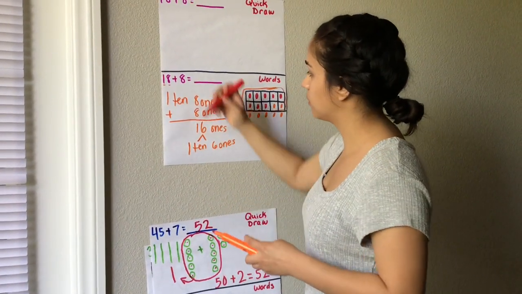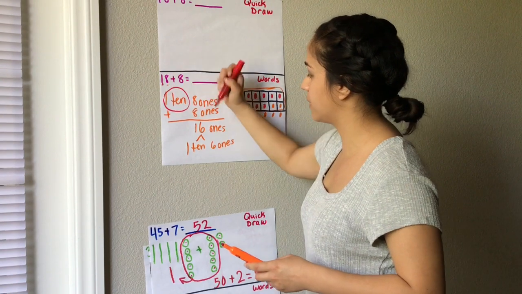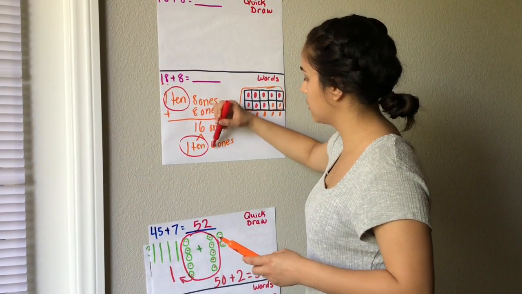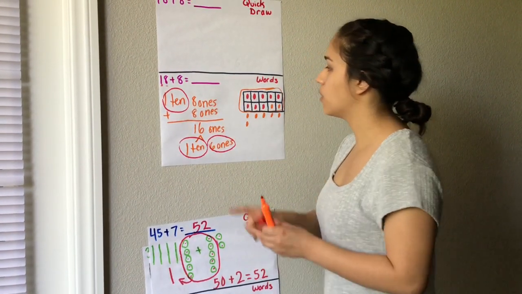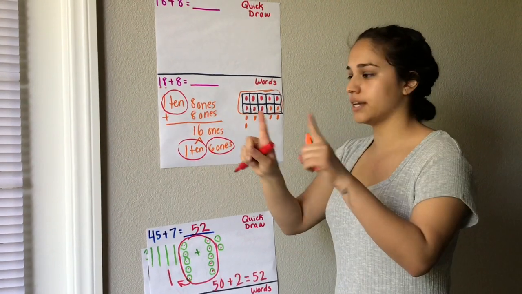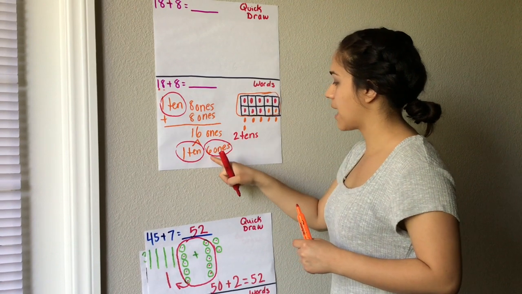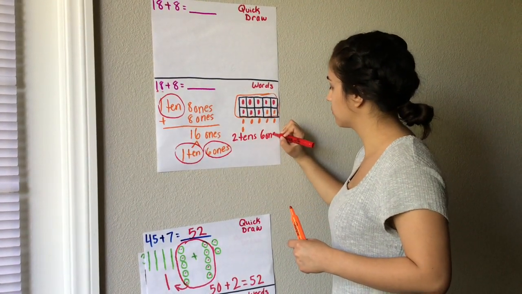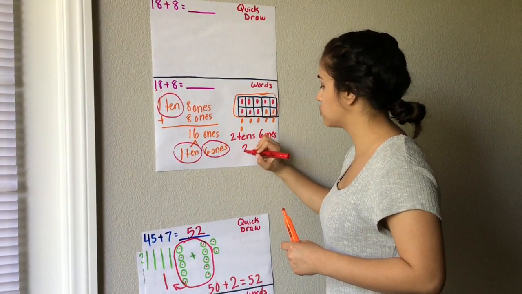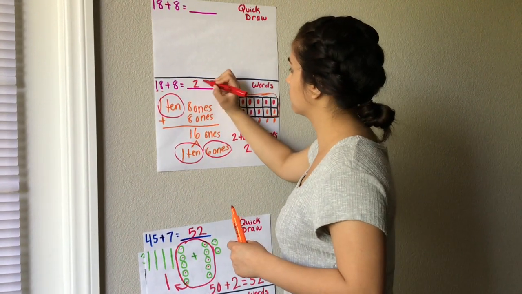Now we do the 1 ten that we had from here, plus this other 10, plus the 6 ones. 1 ten plus 1 ten is 2 tens, and I have 6 ones. That is the same as 26.